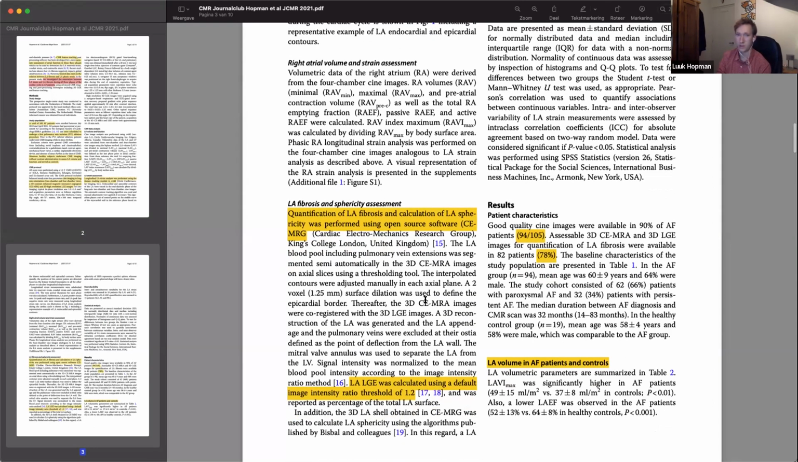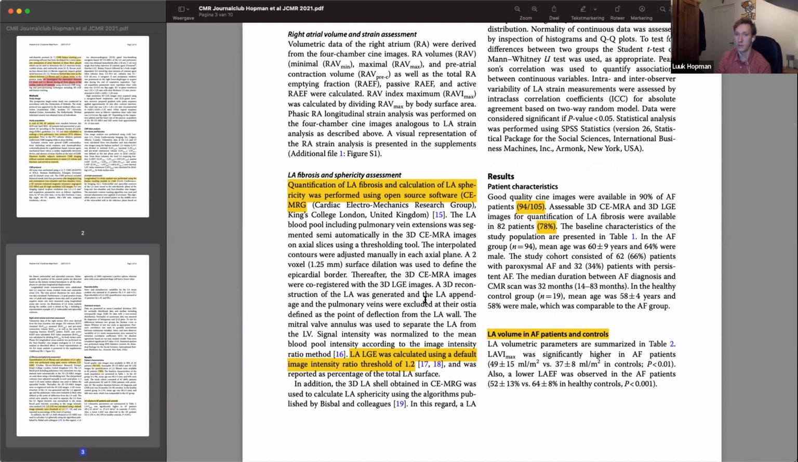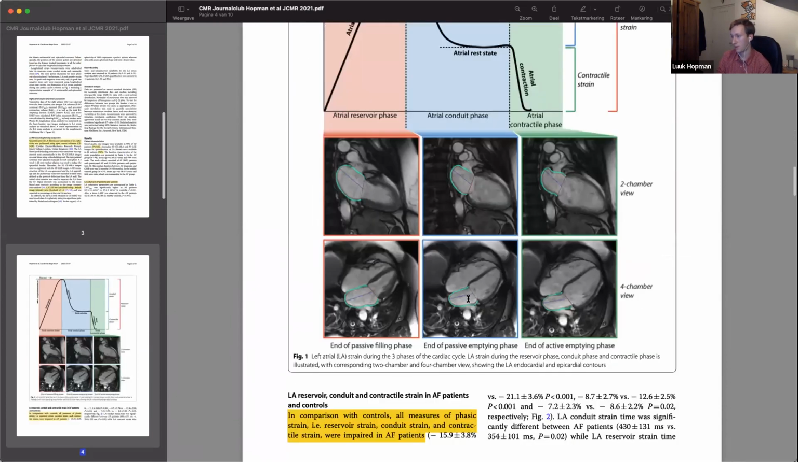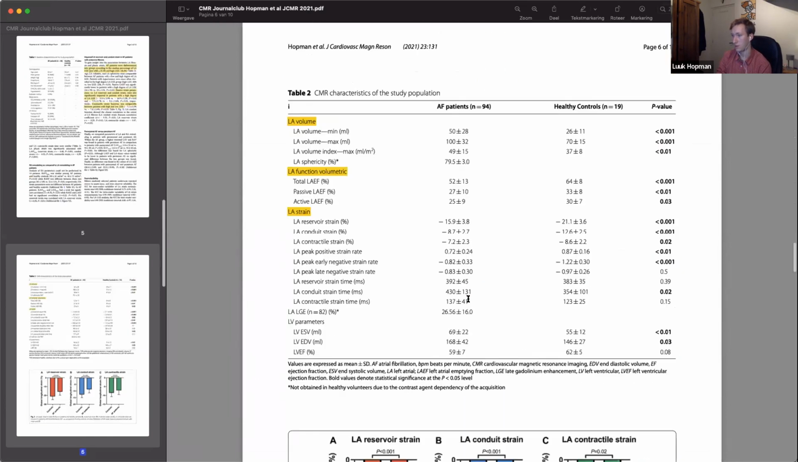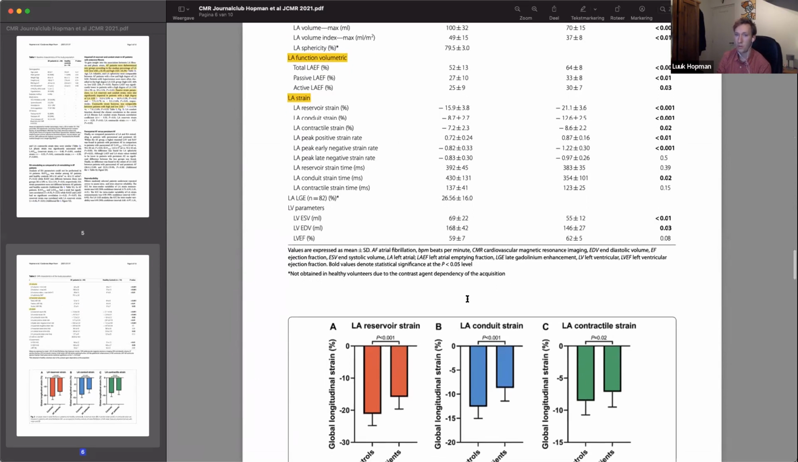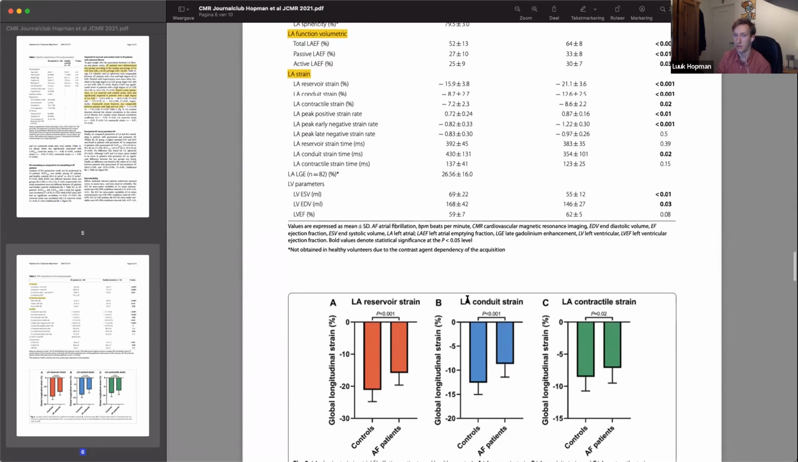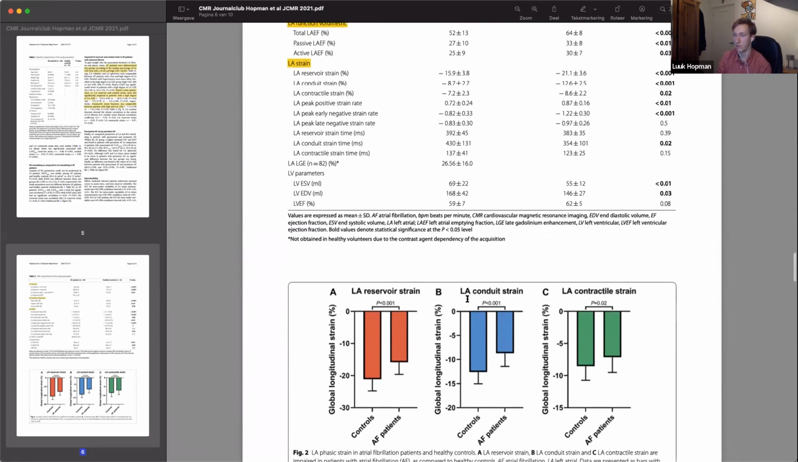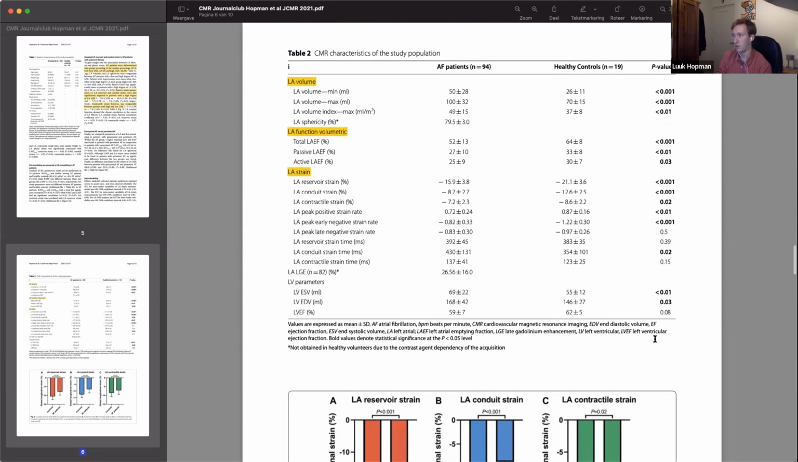Now onto the results. Good quality cine images were available in 94 out of 105 patients, and good quality 3D LGE images were available in 82 patients. We found that in comparison to controls, all measures of phasic strain, so the reservoir strain, conduit strain, and also the contractile strain were impaired in patients with atrial fibrillation, as is shown over here in this figure and also in this table.